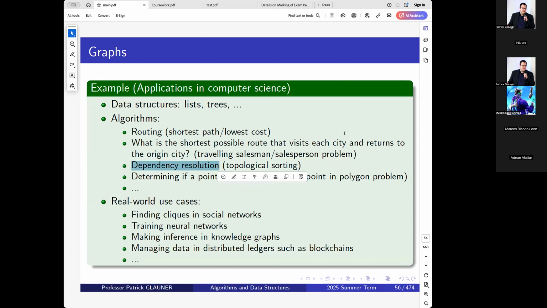There's also dependency resolution. Dependency resolution means maybe you have a Python package and it needs to import lots of other Python packages. And you're wondering in which order you would actually import them. This would be topological sorting. It's a different graph algorithm.